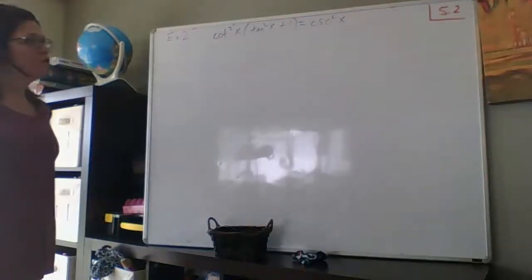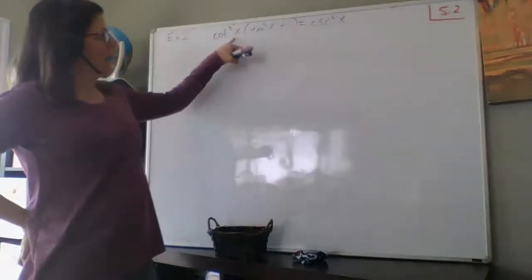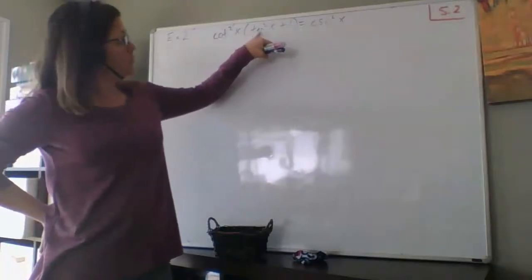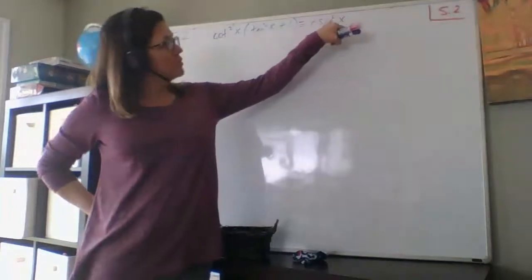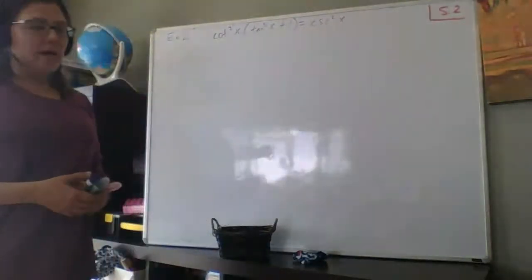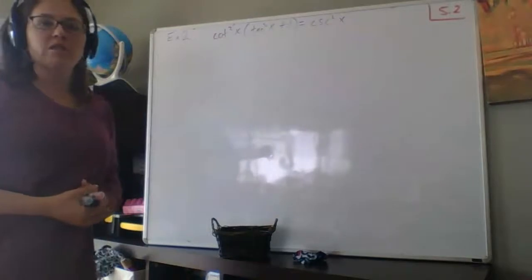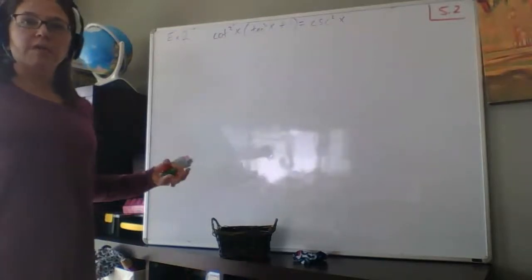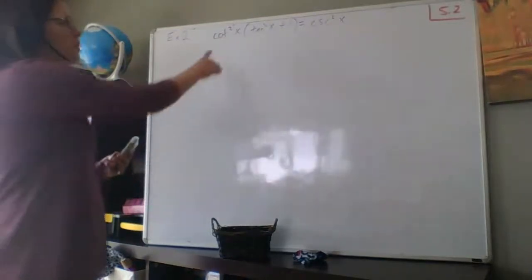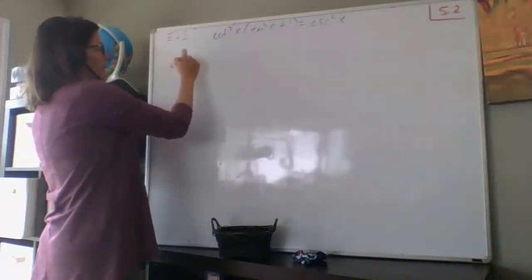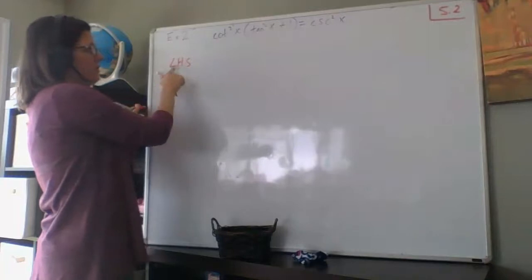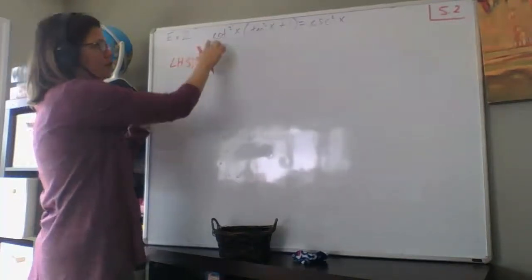Okay, example 2: cotangent squared x times the quantity tangent squared x plus 1 equals cosecant squared x. So again, we have to identify which side is the more complicated side of the equation. So that's again the left-hand side here. So we will start with the left-hand side, denoting LHS for the left-hand side to show that we are working with this side here.